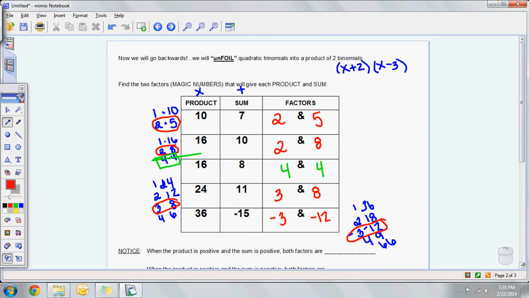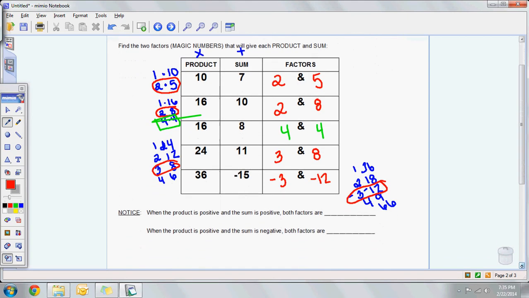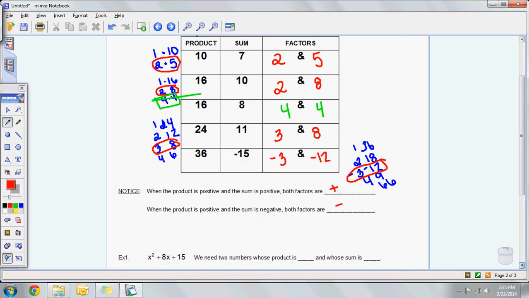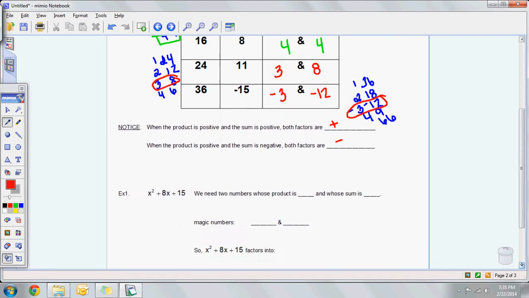Okay? So let's write down that rule real quick. When the product is positive and the sum is positive, then both factors are going to be positive. But like this last one, if the product is positive and the sum is negative, both factors are going to be negative. So all of your answers today are either going to be both positive or both negative. Okay? Alright, so let's get into the real deal here.